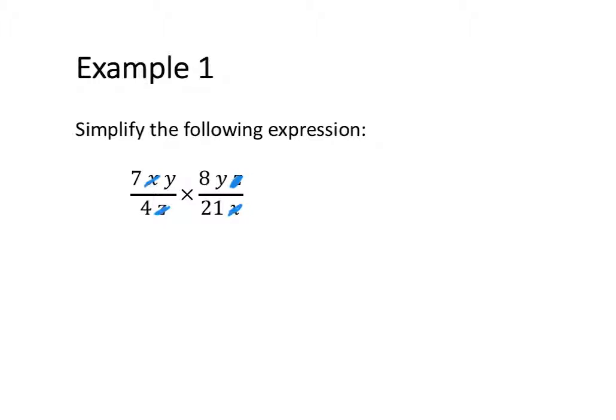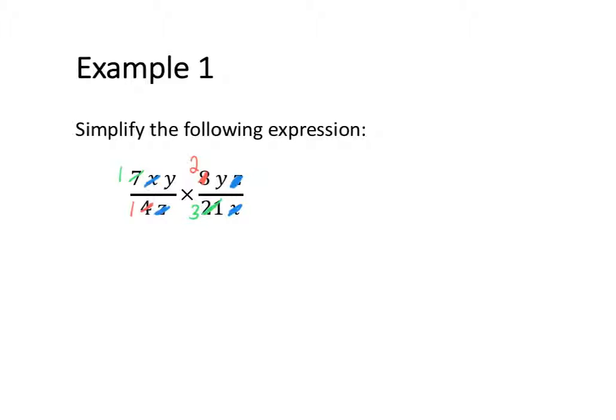I can also check to see whether I can simplify any of my numbers. Now 7 and 21 are both divisible by 7, so 7 divided by 7 is 1, and 21 divided by 7 is 3. And I've also got a 4 and an 8, which are both divisible by 4. So 4 divided by 4 is 1, and 8 divided by 4 is 2.